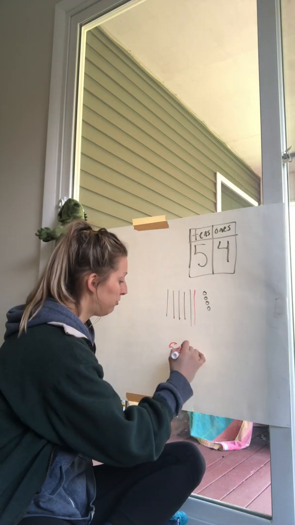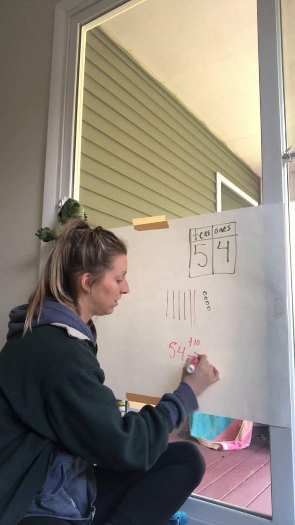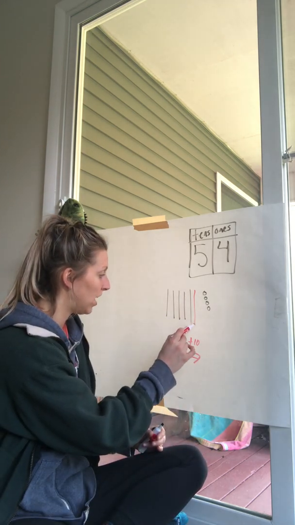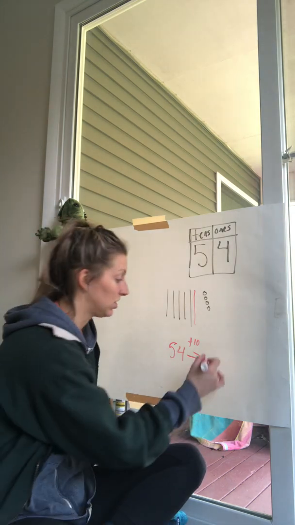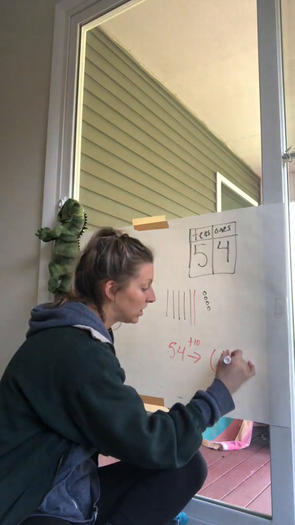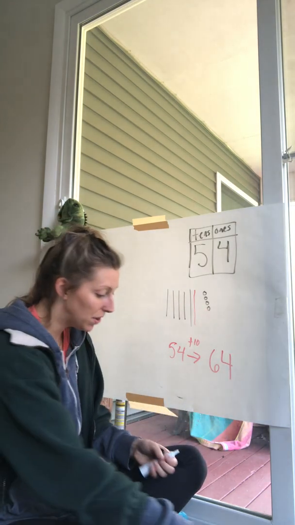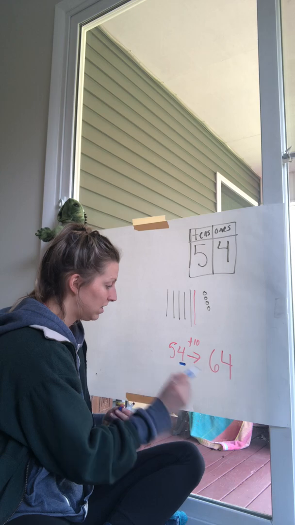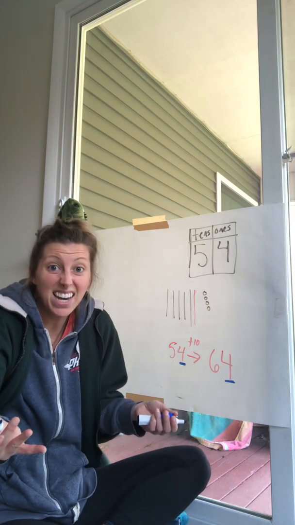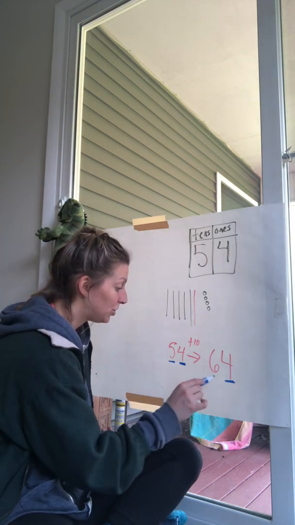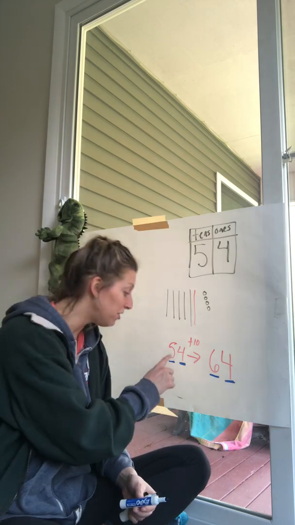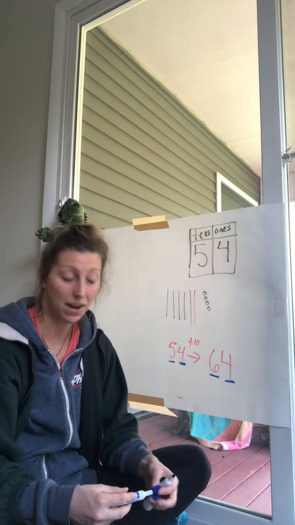So easy. If I add a stick, how many do I have now? It went from 54, and then I want to add 10. So it's 1, 2, 3, 4, 5, 6. 6 10s, which is 60, and 1, 2, 3, 4, 64. Now notice, friends, did my 1s change? Didn't add any 1s. Did my 10s change? Yeah, it went up by 1 10. So instead of 50, it went to 60. Okay?